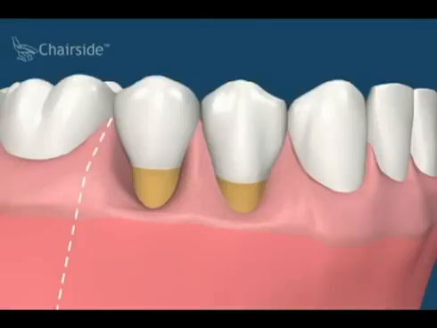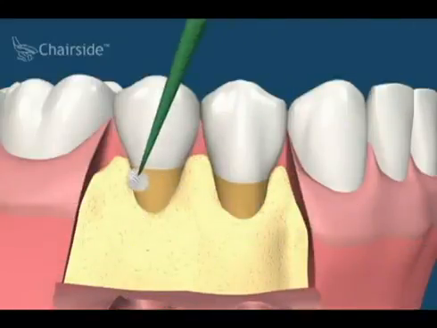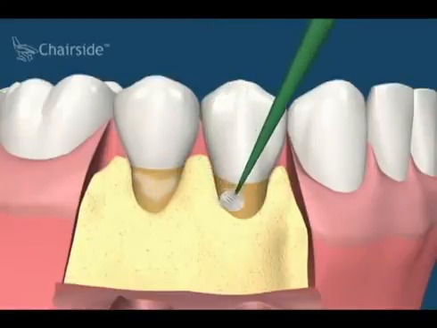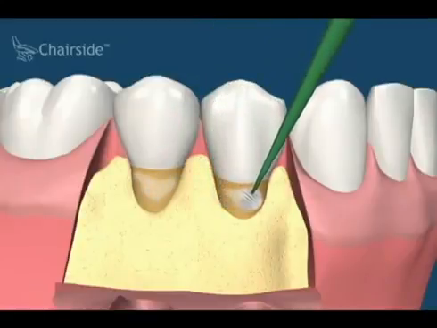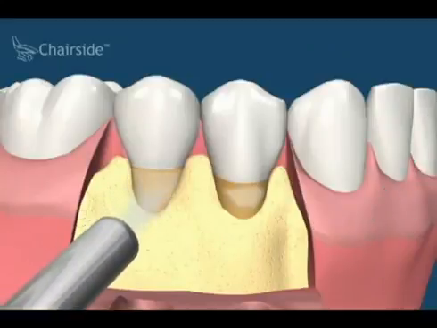This movie shows how we can perform root coverage and treat recession with insufficient attached gingiva in the area. The tooth roots are exposed and treated with different types of preparations, such as citric acid, to increase tissue attachment.